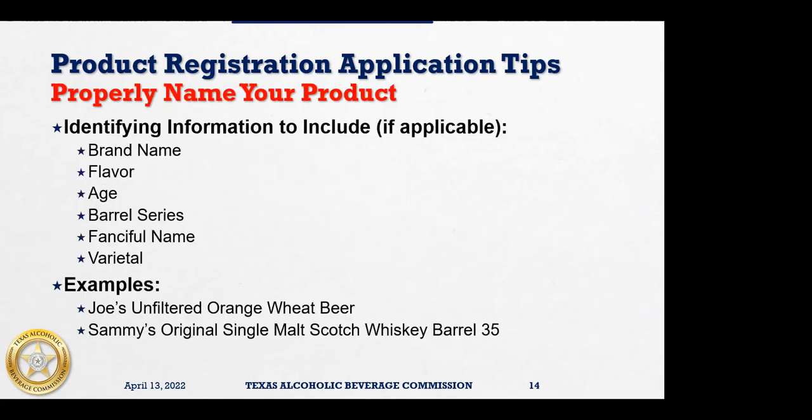To ensure you're able to locate your registrations easily, we recommend you name your products with identifying information. Instead of entering the brand name as just the brewery, winery, or business name, try naming the product with additional identifying information. Examples include brand name, flavor, age, barrel series, fanciful name, or varietal. Some examples of properly named products include Joe's Unfiltered Orange Wheat Beer or Sammy's Original Single Malt Scotch Whiskey, barrel number 35.